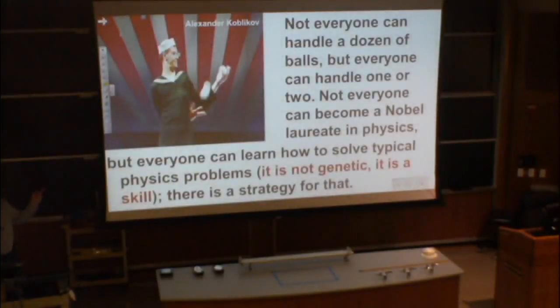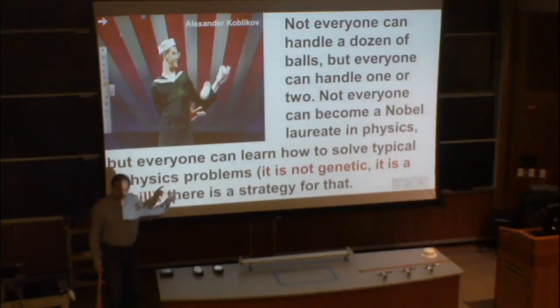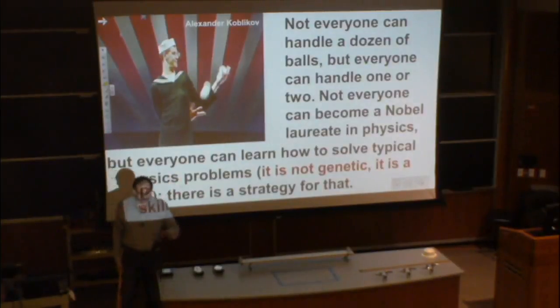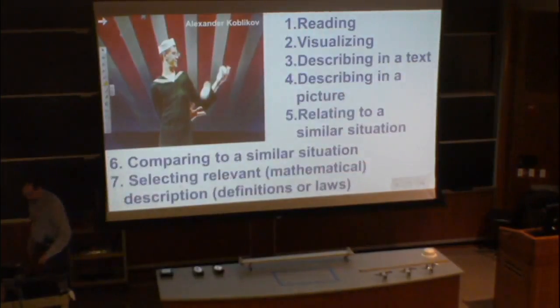So this guy is world champion in juggling. What he can do, only a few people can do. But everybody can do something simple like this. That works for everything. Biology, chemistry, physics. You don't need to be Einstein, but everybody can learn elementary physics.